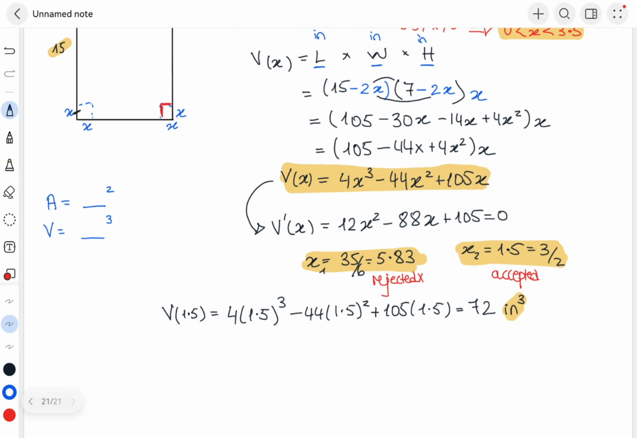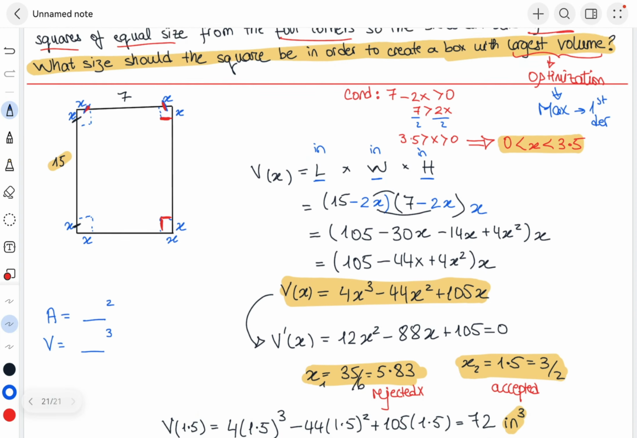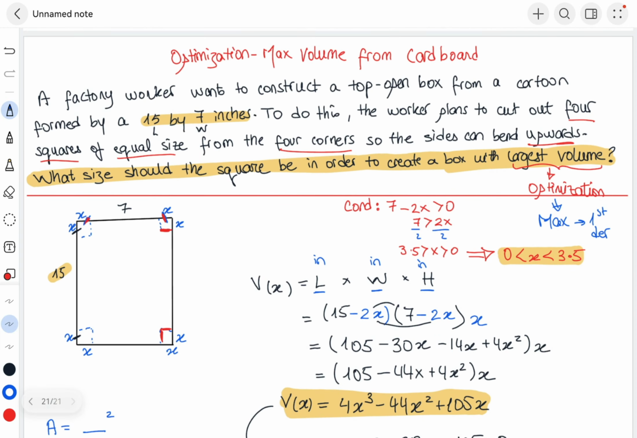And now the maximum volume is 72 inches cubed when x was equal to 1.5 inches, or the square cut was 1.5 by 1.5 inches. That was the first question. Now we'll do another question just with other numbers so that we can practice more.